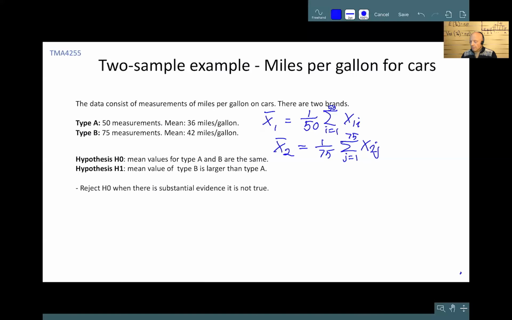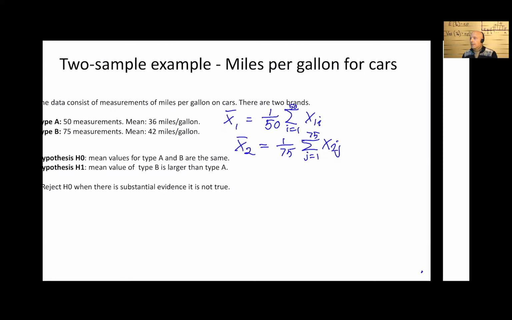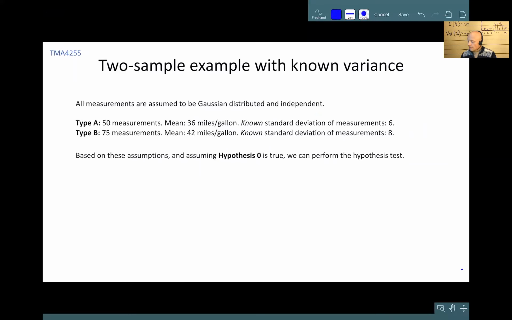Okay, so if we have a Gaussian distribution here, we can actually do this calculation carefully. And that's what we will try to do here. Here we say that, okay, we know the standard deviation of type A, we know the standard deviation of type B, it's slightly larger. And let's say that these are provided by the brand selling these cars. We know the accuracy of these measurements. And then we can formulate this carefully.